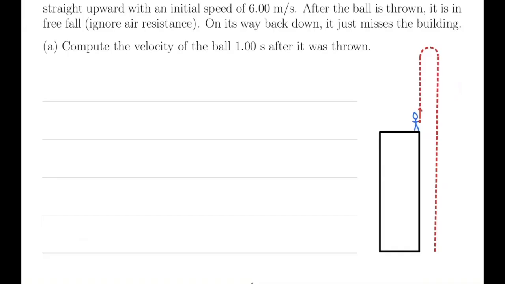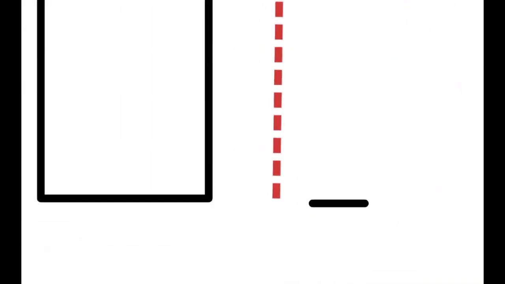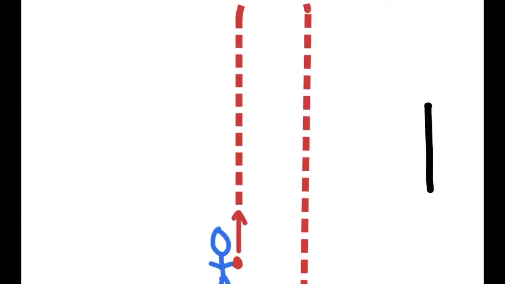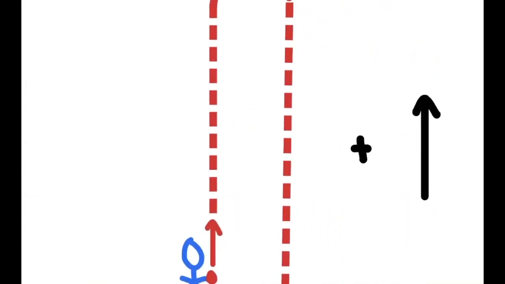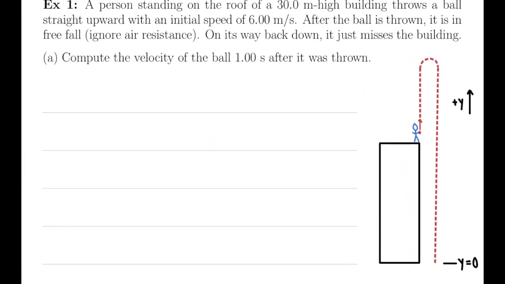So I will make the floor, the ground, y equals 0. We can choose which direction we want to be positive, so I'm going to choose up to be positive. Up is the positive y direction. What's the x coordinate? Left or right? The x coordinate doesn't matter because everything's vertical.